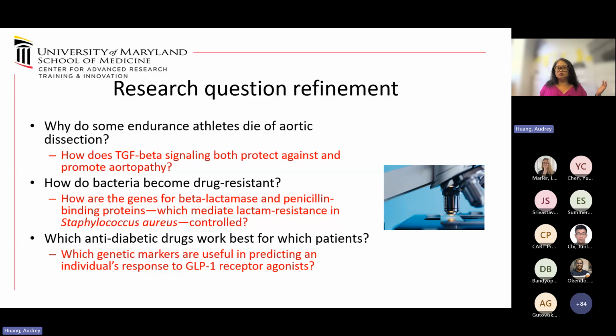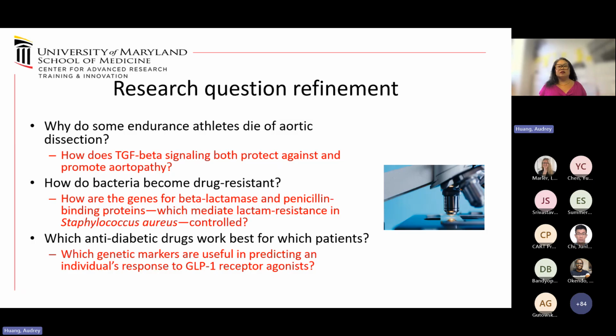How do bacteria become drug resistant? Well, let's look at it more specifically. We know some of the genes that are involved in mediating drug resistance. We know there's a ton of bacteria out there. So this is when we start looking at specific strains of bacteria. Staph aureus was just recently identified. We don't know very much about it. It is sweeping the nation in a negative way.